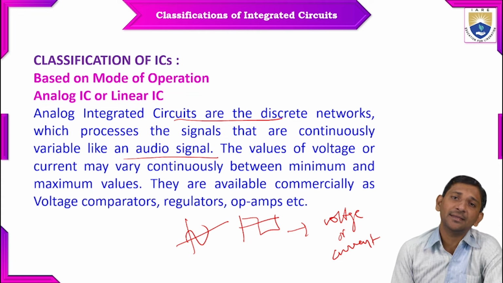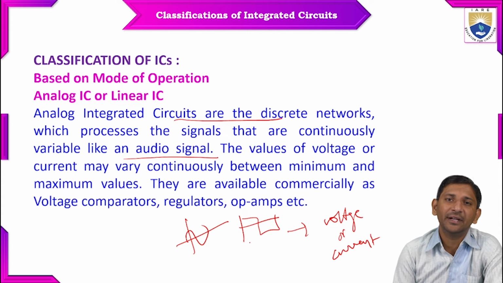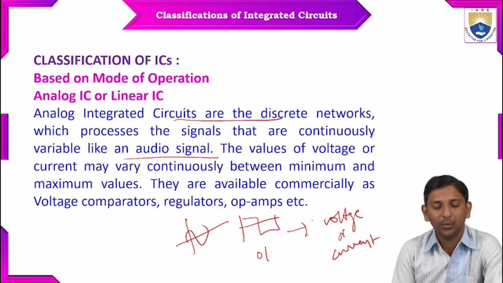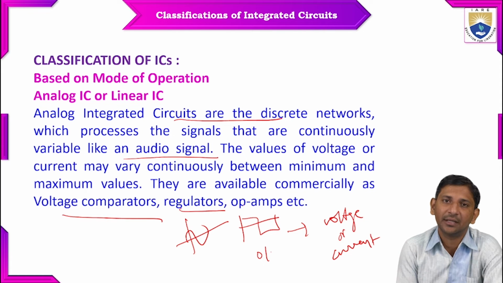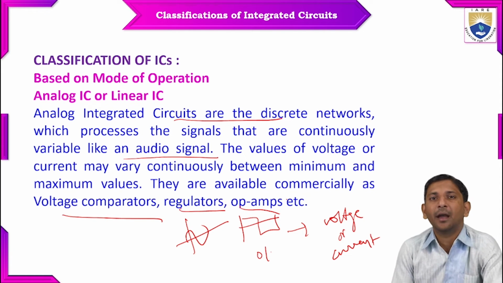So in digital ICs, the output is stored in the form of discrete numbers, which are zeros or ones. But in analog ICs, the output is stored in voltage or current. Examples of analog ICs are voltage comparators, regulators, operational amplifiers, and IC555 timers, etc.